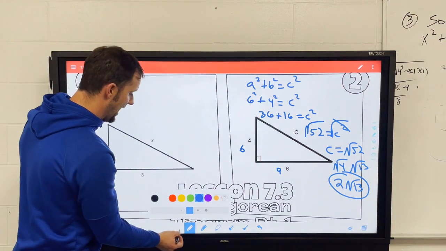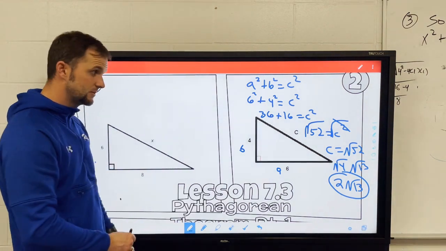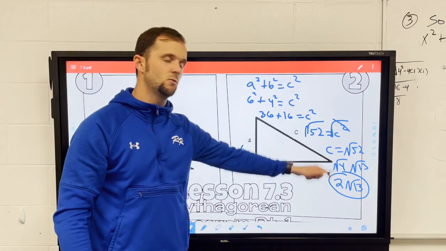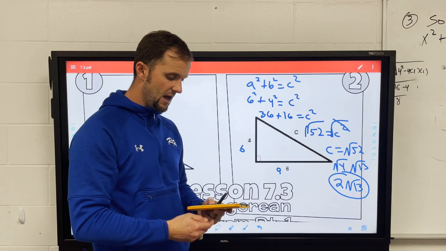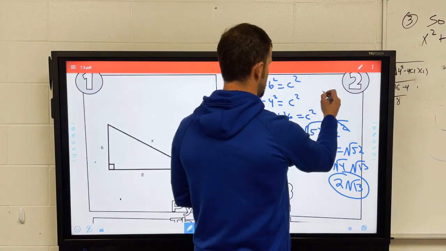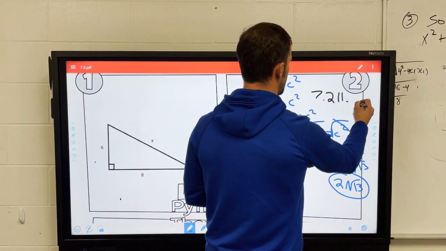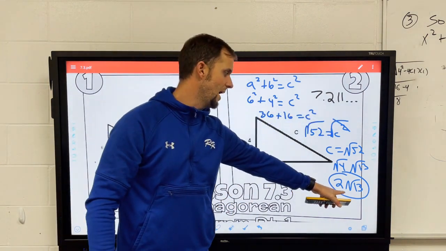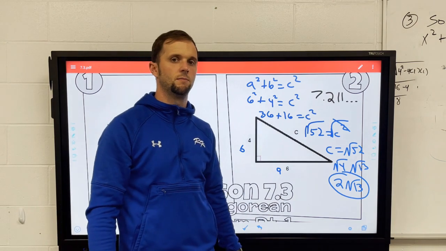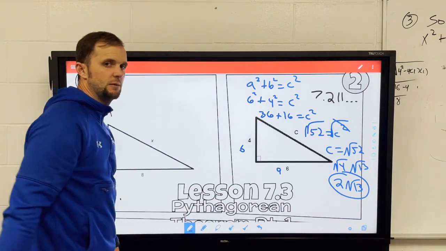But now if something asks you to put the answer as a decimal, you can go ahead and type in the square root of 52 in your calculator and it should give you a decimal. Whenever I do that, it should give you a decimal of 7.211 repeated. It's going to keep on going. So this would be your decimal and this would be your radical form. Those are the same thing, okay? All right, so let's jump over to example number 3.